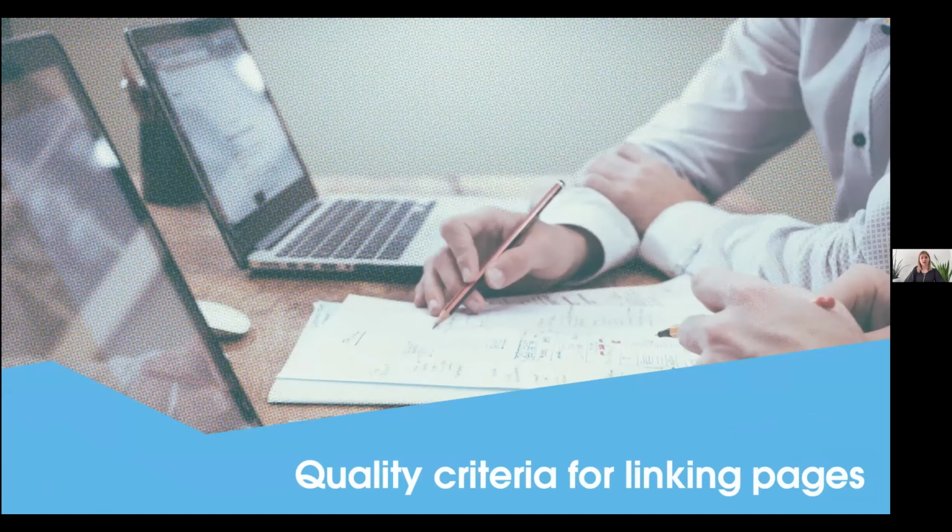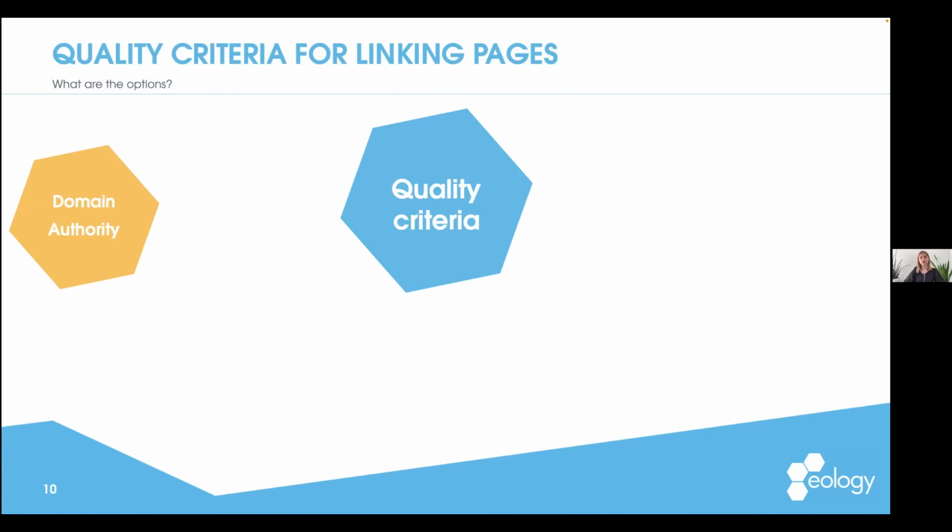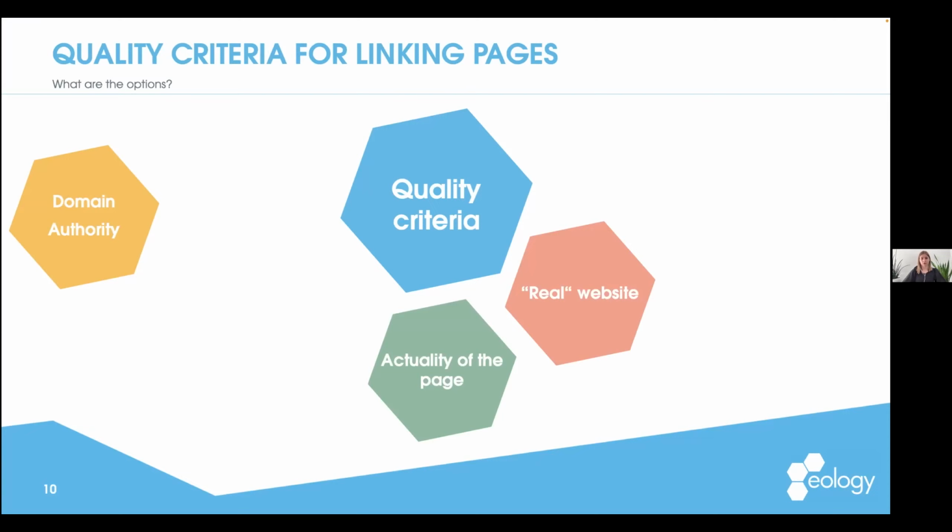So today, let's talk about the first chapter, the quality criteria for linking pages. We have different quality criteria, for example, domain authority, and also the actuality of the page. The next one is that it has to be a real website and not a spammy, bot-created one. You need the Sistrix Visibility Index, as it is called, and its development. We mainly use the Sistrix Visibility Index, but it always depends on the country which data you want to use.